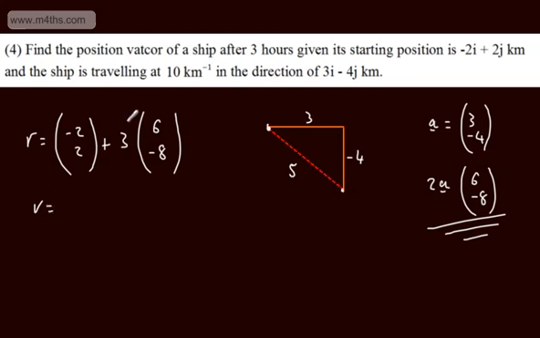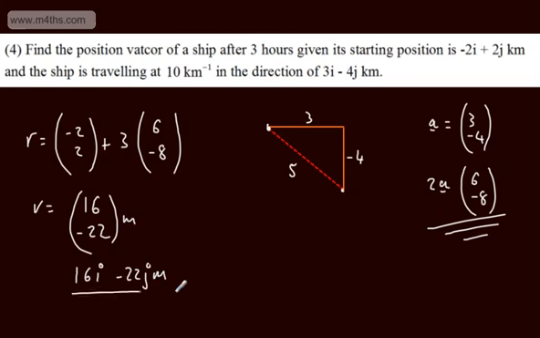So what we're going to end up with is the following. 3 times 6 is 18, minus the 2, so that's going to be 16. Minus 24 plus 2 is minus 22. And that would be in kilometres. Or if you like, 16i minus 22j kilometres. So this time we're considering a velocity vector in the direction.